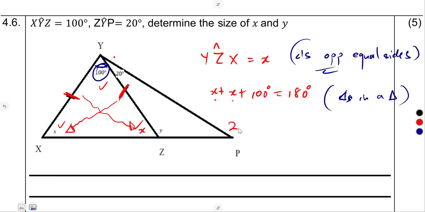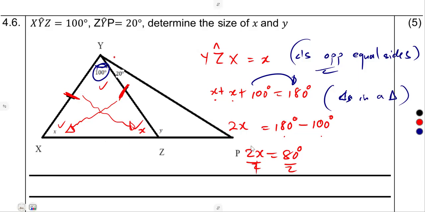So x plus x, that's 2x. Take the 100 to the other side, that's negative there, 180 minus 100. So 2x is going to be 80 degrees, divide by 2 and 2. So that's 40 degrees. All right. Or you can simply do 180 minus 100 over 2. X is equal to 180 degrees minus 100 degrees over 2, just like that. You are going to get the same answer there.